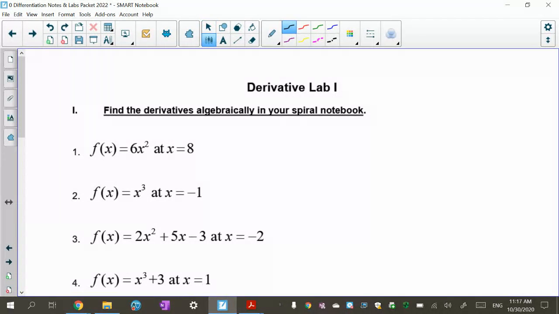The other thing I want to tell you about this is that you have to do this in your spiral notebook, because if you don't, you're not going to have enough room. So all of these should be done in your spiral notebook.